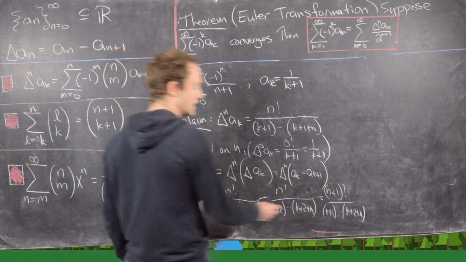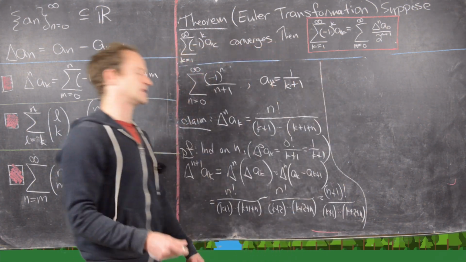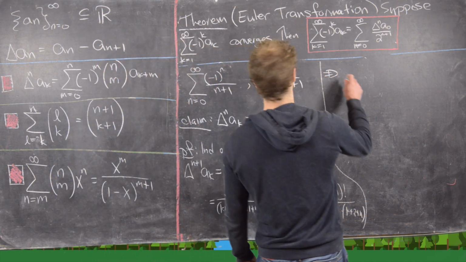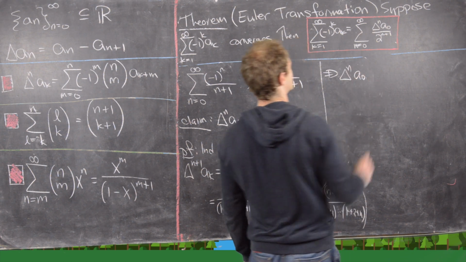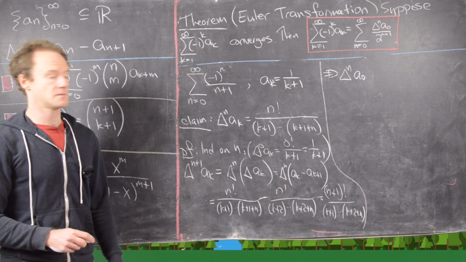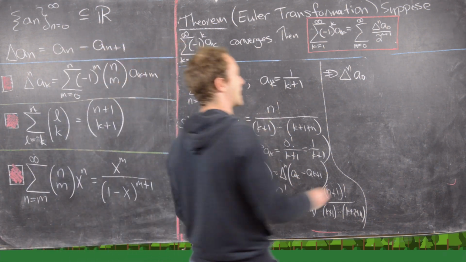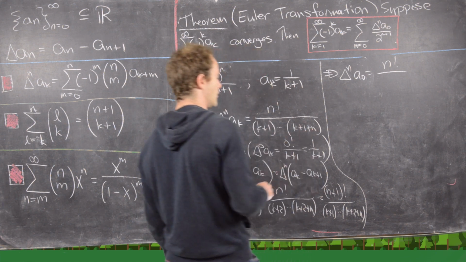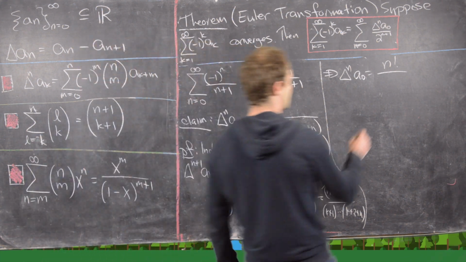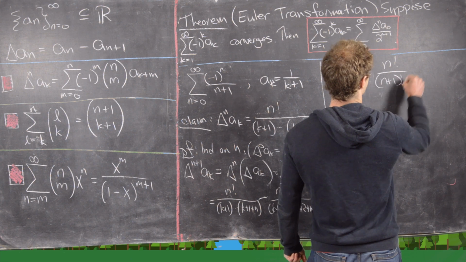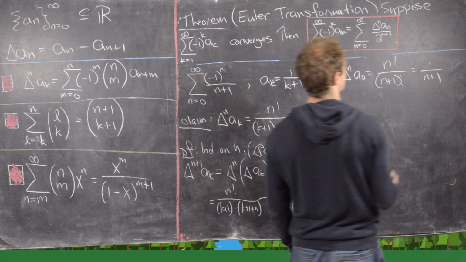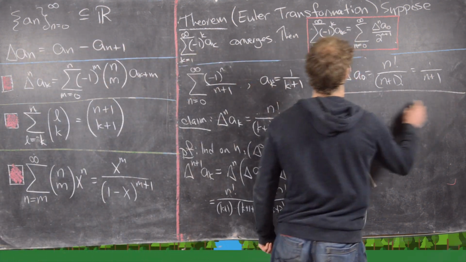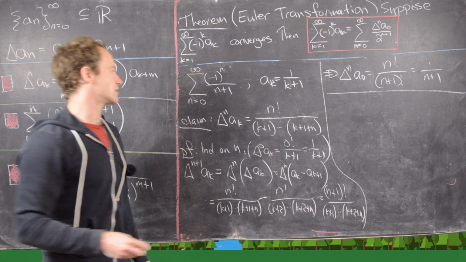So we have proven this claim, and the next thing we want to do is apply this to k equals 0. So notice that means the n-th forward difference operator applied to a sub 0 is going to be equal to n factorial over 0 plus 1, 0 plus 2, all the way up to 0 plus 1 plus n. In other words, n factorial over n plus 1 factorial, which is equal to 1 over n plus 1. Okay, good. So now that we have that out of the way, we can apply this Euler transformation.